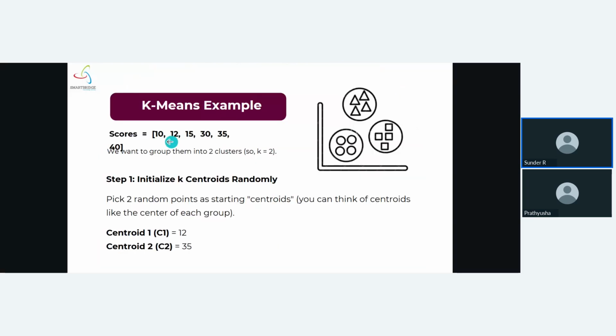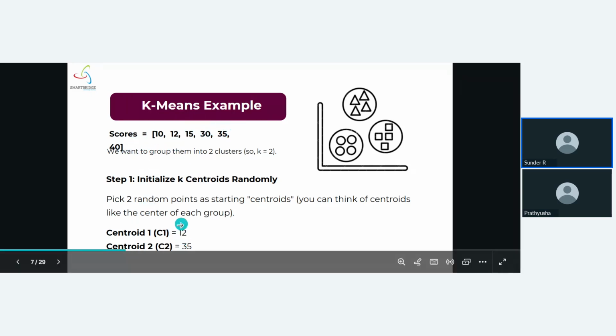Here we have data points as 10, 12, 15, 30, 35, and 40, right? In this, I've considered k equal to 2 clusters. That is two centroids: C1 is 12, another one is 35. So what does C1 represent? This represents the first cluster, isn't it?